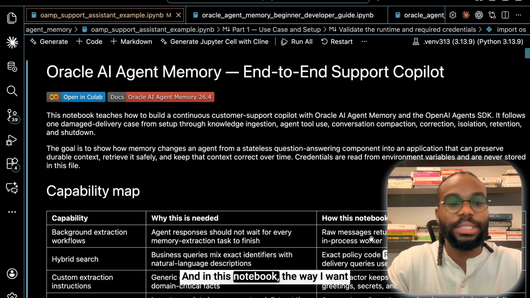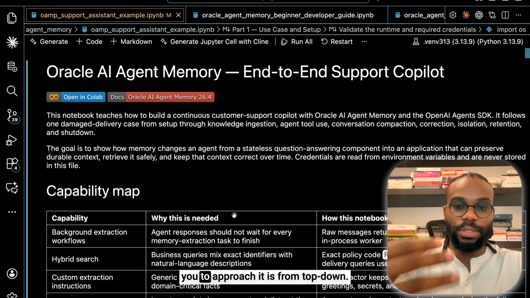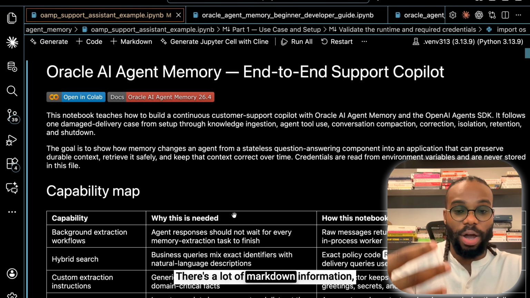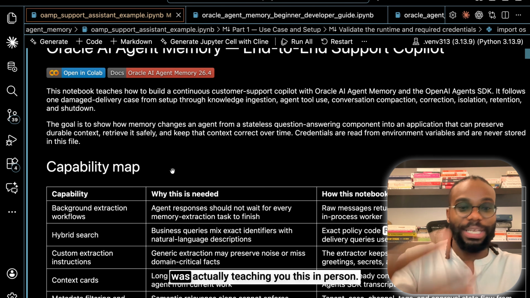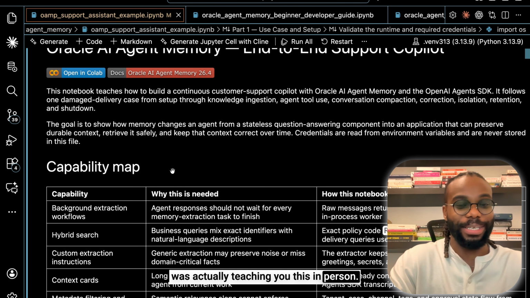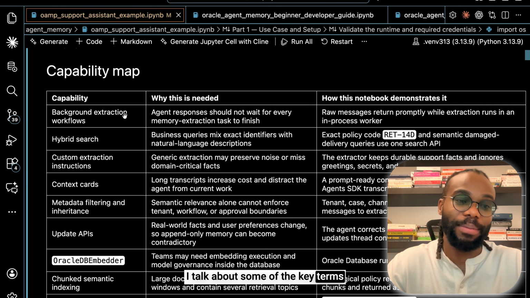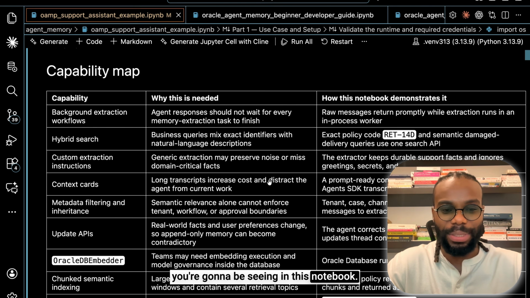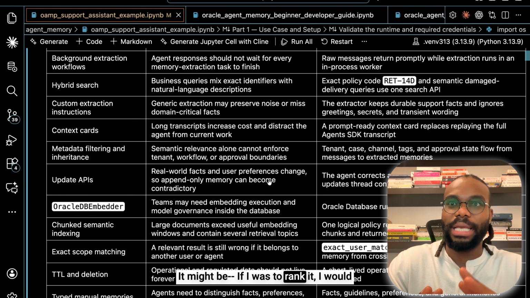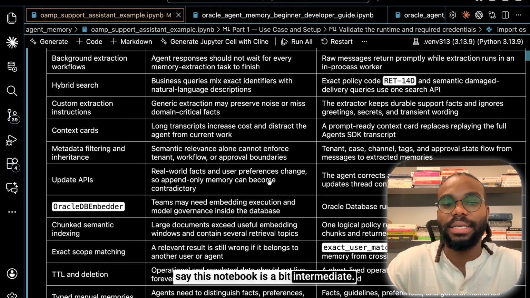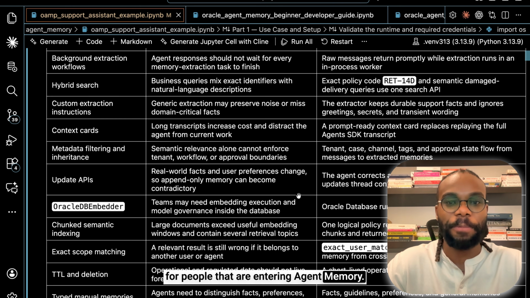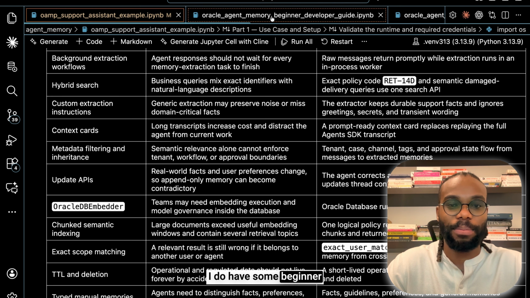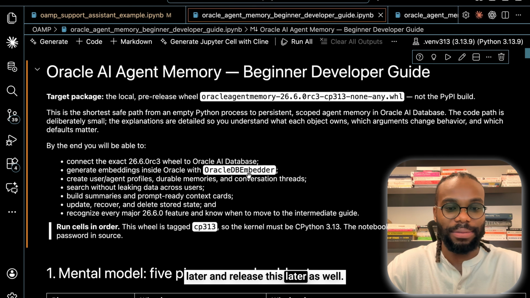And in this notebook, the way I want you to look at it and the way I want you to approach it is from top down. There's a lot of markdown information so you can actually read and learn like I was teaching you this in person. I talk about some of the key terms you're going to be seeing in this notebook. If I was to rank it, I would say this notebook is an intermediate to lightly advanced notebook for people that are entering agent memory. I do have some beginner notebooks on agent memory. I'll make a video on this maybe later and release it later as well.